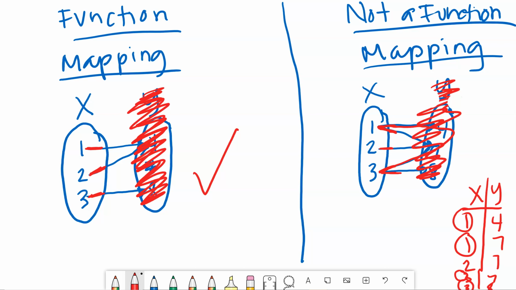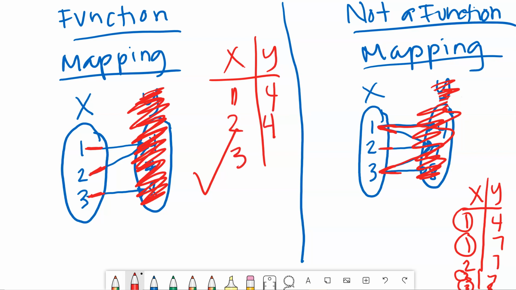So this is another way that you can do mappings. If you look at this side, we had 1 with 4, 2 with 4, but 3 with 8. So none of my x's was repeating on this side. Okay, so again, for a function, you only have 1 arrow coming out from each x. For not a function, you're going to have more than 1 coming out from an x. That means the x is being repeated.